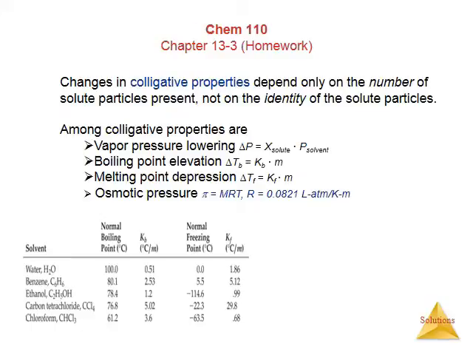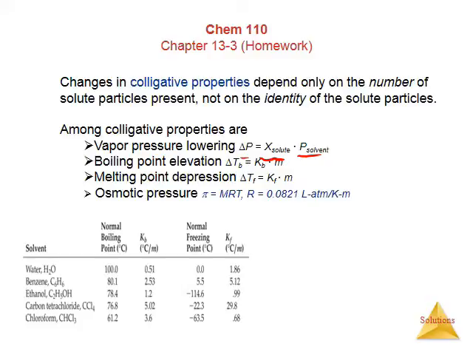In this section of chapter 13, I would like to discuss homework problems from the book. Now, a few expressions that you need to know before we apply them in solving problems. Vapor pressure lowering is given by mole fraction of solute times vapor pressure of pure solvent. Mole fraction means total number of moles of solute divided by the total number of moles of solute plus solvent. So total number of moles at the bottom.